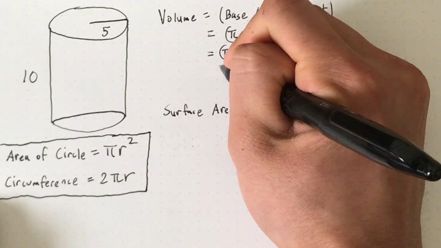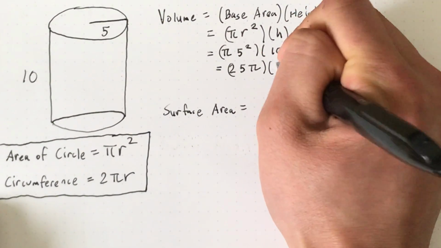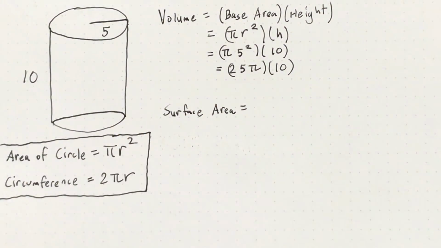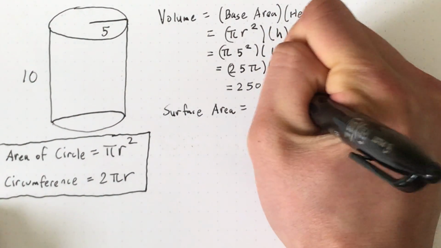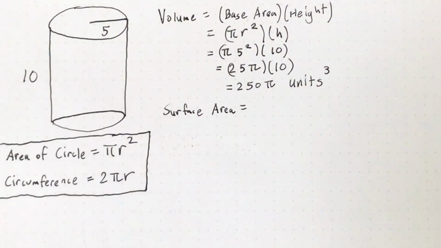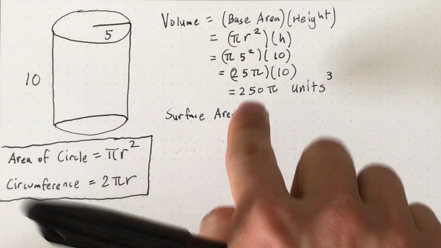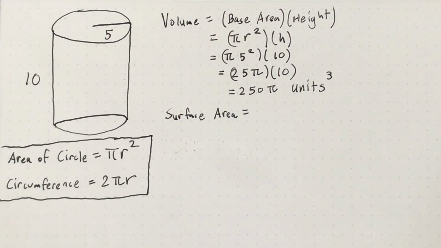So 5 squared is equal to 25, so I'm going to just write 25 pi times 10. And then multiply 25 times 10, this gives us 250 pi. We're going to write units to the 3 because it's in cubic units. So this is how you find the volume. And then you can also, if you want, turn pi into 3.14, multiply that by 250, and that would give us the total volume. I can also write 250 pi units to the third.